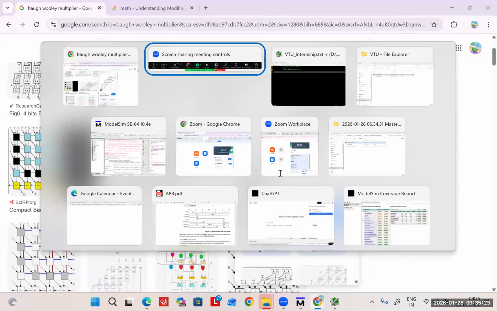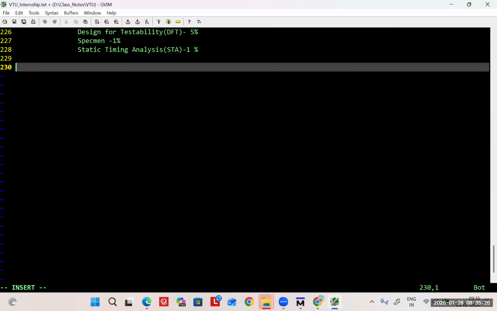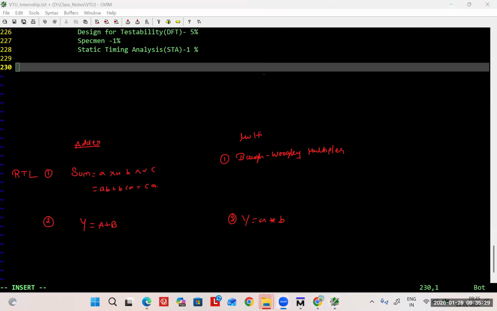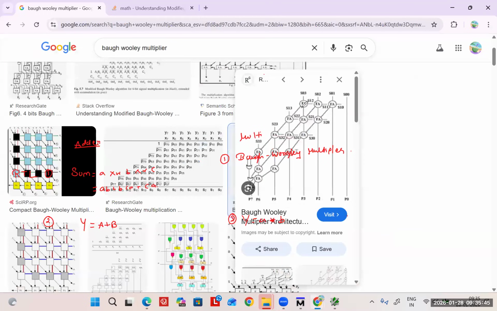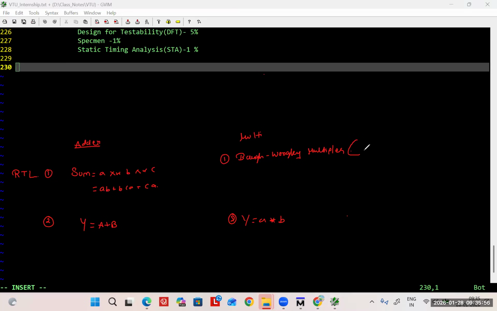Now tell me, this is a Baugh-Wooley multiplier. One option for you. And another option is the second one: Y equal to A star B. Which one is easy for you, first or second? Will the Baugh-Wooley multiplier coding be easy, or the second one? The second one is easy. Correct. See, in the Baugh-Wooley multiplier, how many full adders are there? One full adder is almost 4 to 5 lines of coding. You calculate how much it will be. You will get a big number, almost 1,000 lines if you go for coding. The other one is just one line, correct?